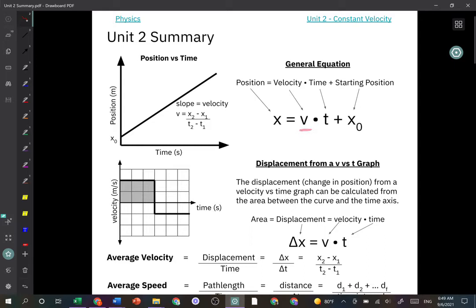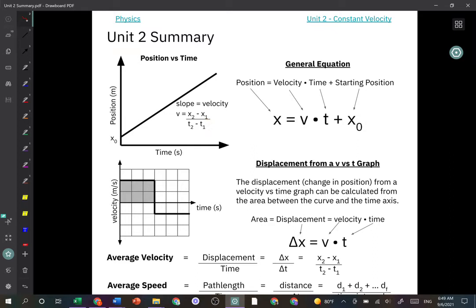Now, our velocity, we can calculate that from the slope of the line on a position versus time graph, where instead of using y2 minus y1 over x2 minus x1, we're using this in real world terms, where on our y-axis are our positions, which is why we have x2 minus x1, our position 2 minus position 1, and we divide that by the change in our times, time 2 minus time 1.